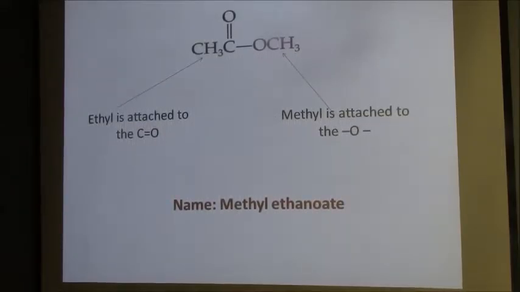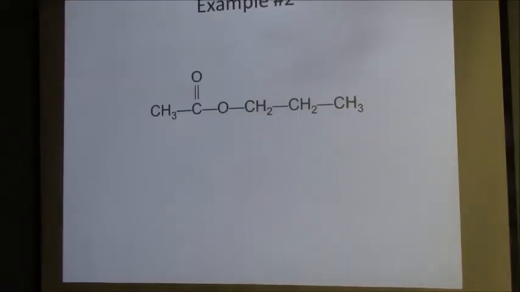So for instance, if we're looking at this molecule, what's attached to the carbonyl? Well, the carbonyl counts as part of that chain. So this is a 2-carbon chain, so we're calling that ethyl. And this is a 1-carbon chain, so that's a methyl. So we name the part that came from the alcohol first. So methyl ethanoate is the IUPAC name of this molecule.